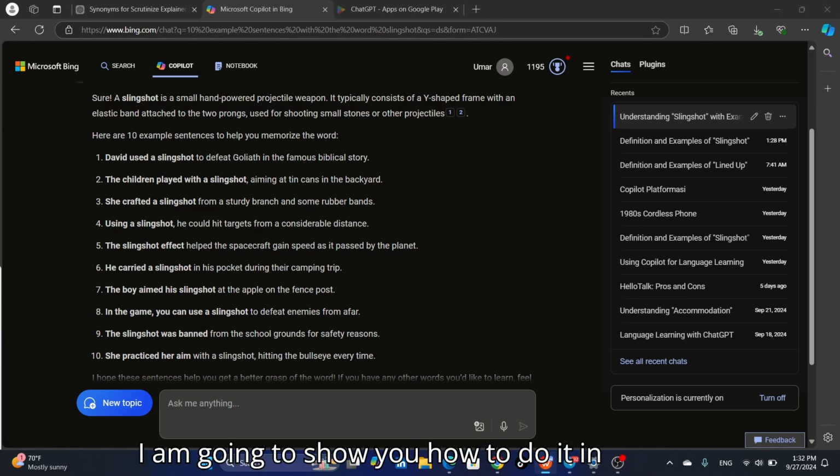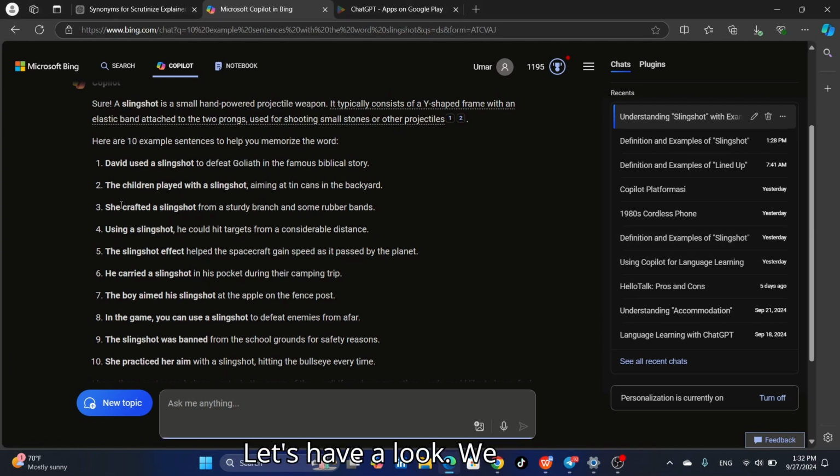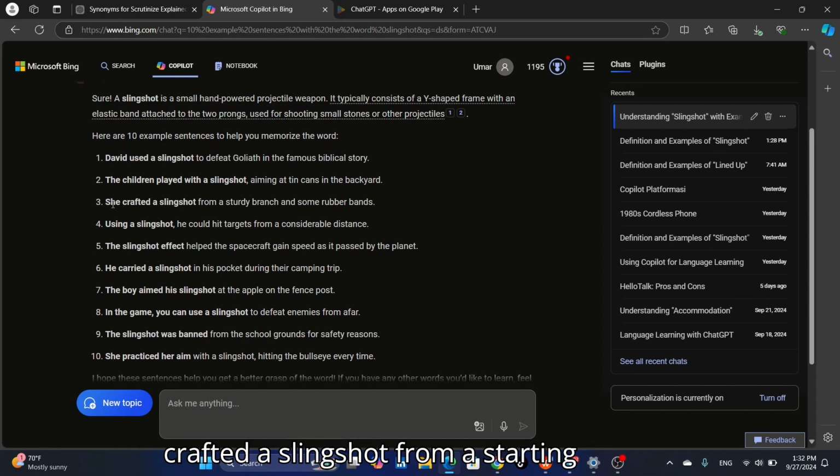I am going to show you how to do it in the following example. Let's have a look. We have got this third sentence here. She crafted a slingshot from a sturdy branch and some rubber bands. Right now, I'm gonna make a sentence based on the sentence Copilot has provided.